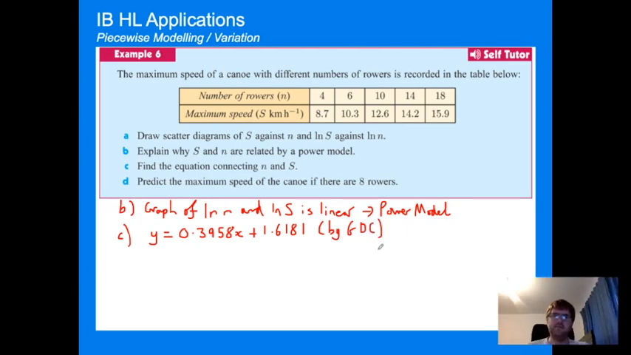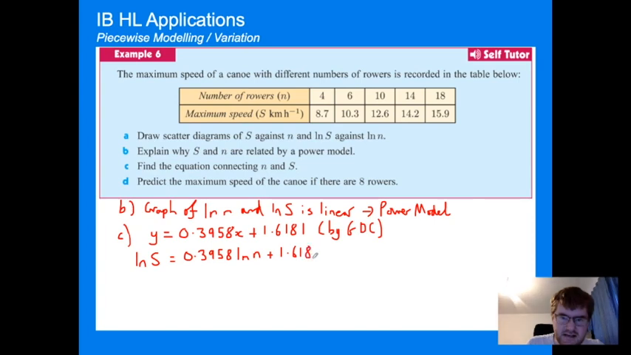And now we need to realize, well, this is not y and x like we know it, but it's the natural log of s and the natural log of n. So where we had a y, we're going to put the natural log of s. That's our y values. And then where we put an x, we're going to put the natural log of n. This is where we put in the natural logs.